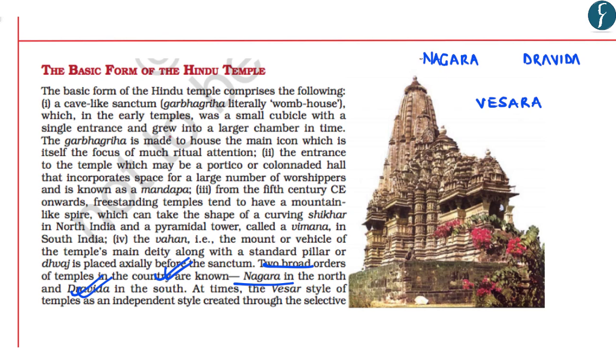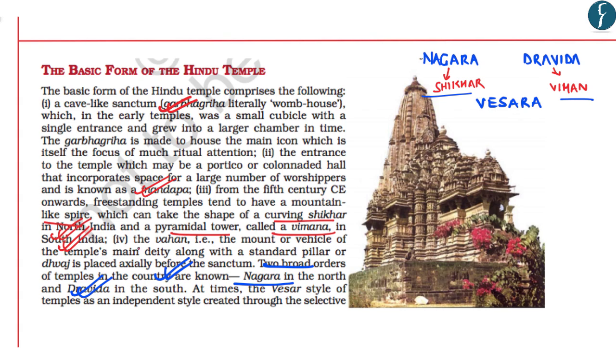style. Another important aspect with respect to temple architecture is its various constituents. It says that the basic form of a Hindu temple comprises the following. First, Garbhagriha, that is the cave-like sanctum. Second, it talks about an entrance, which is known as Mandapa. Third, it mentions the Shikhar, which is a mountain-like spire, which can take the shape of a curving Shikhar in North India and a pyramidal tower called Viman in South India. So in the Nagara style, it is referred to as Shikhar, and in the Dravida style, it is referred to as Viman.